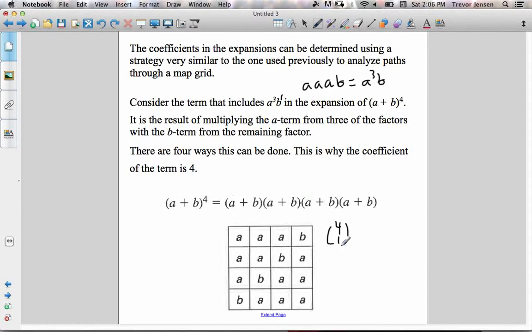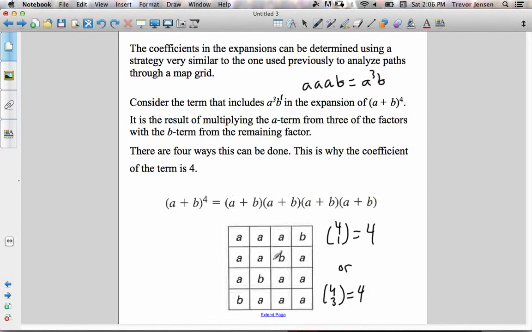Do 4 choose 1? And if you evaluate 4 choose 1 using the combinations formula, you get 4. Or you could think of it as how many ways could we choose 3 of the 4 to be a. 4 choose 3 also gives you 4.